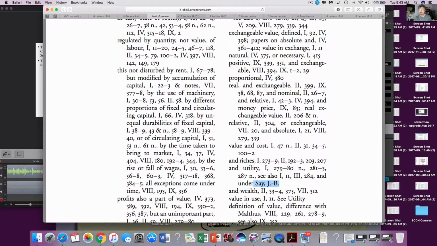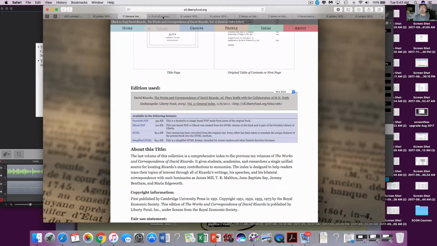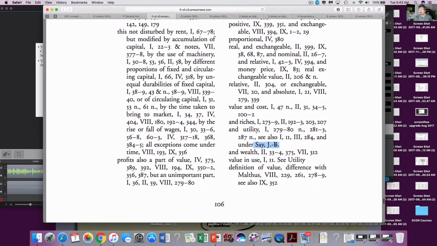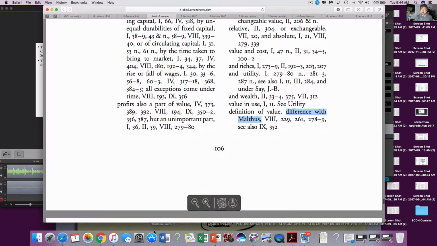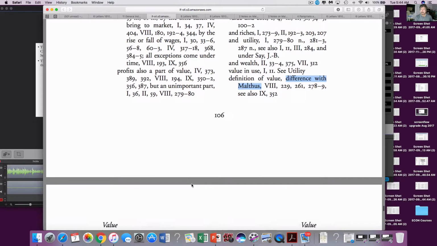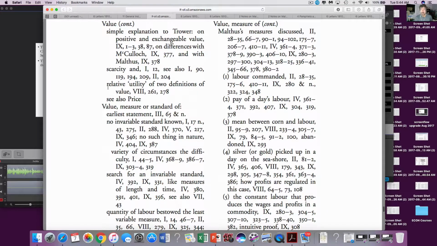There again, if you were to go to the index there, you'll see Say is here, and that there's 17 citations, 17 letters that Ricardo writes to Say. They're in French, so for those of us who don't speak French, it's a little bit of an issue. But in any event, it's there. Value in wealth, value in use, definitions of value, difference with Malthus. Now we start to explore some of the material that's relevant for our particular perspective. Okay, simple explanation to Trower, scarcity, relative utility.